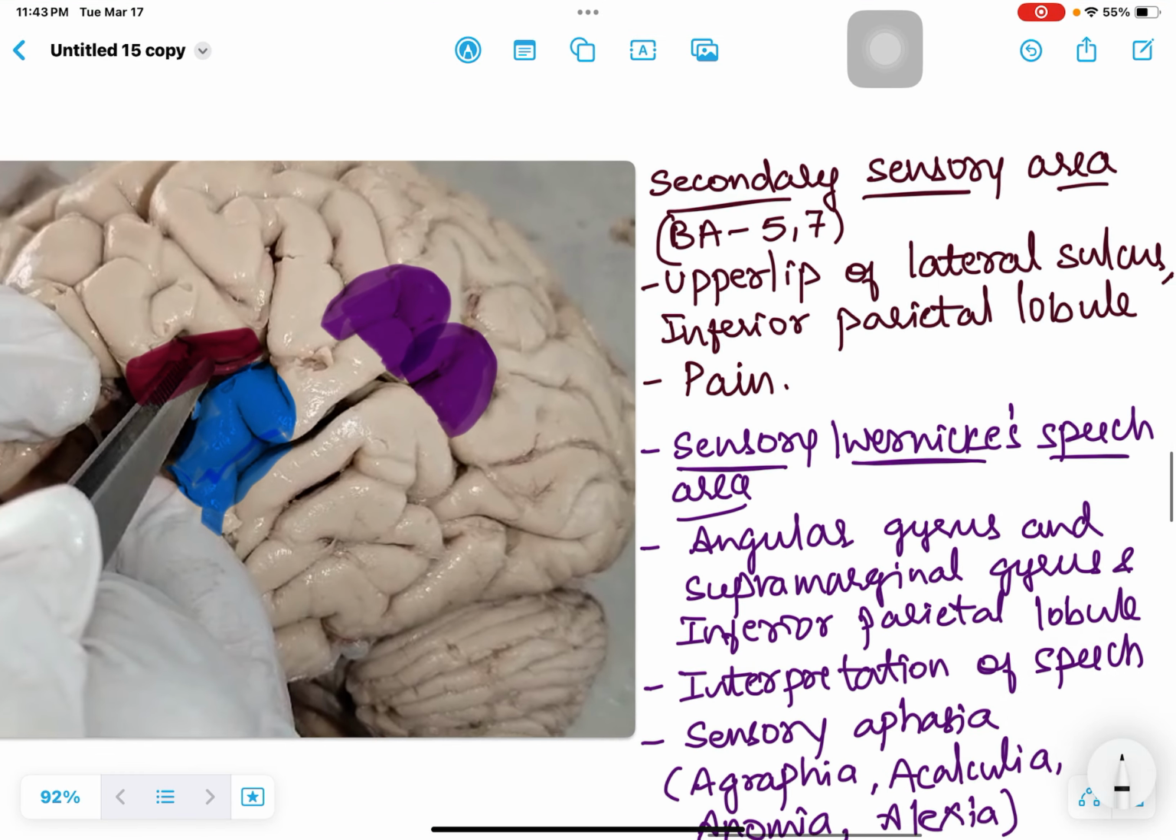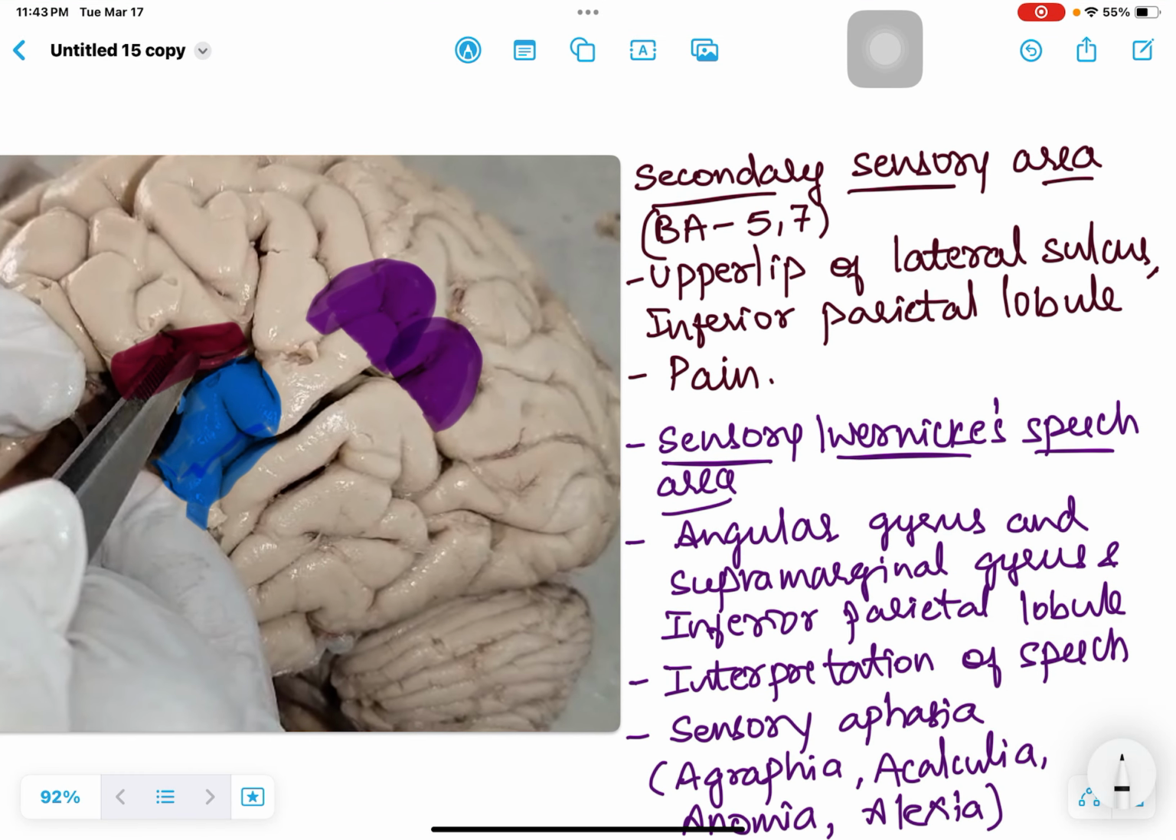Then similarly we have the secondary sensory area, which is Brodmann's areas 5 and 7. Where is it situated? This is the lateral sulcus. This is the upper lip of the lateral sulcus, and this is the lower lip. In the upper lip of the lateral sulcus, you are seeing the inferior parietal lobule. This part is mainly the secondary sensory area.